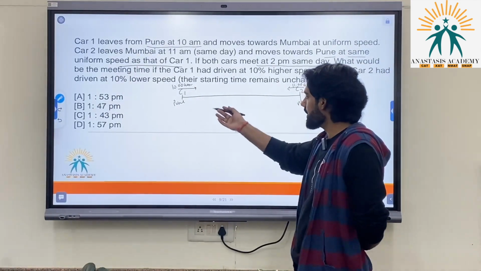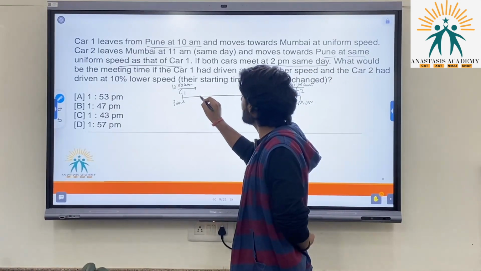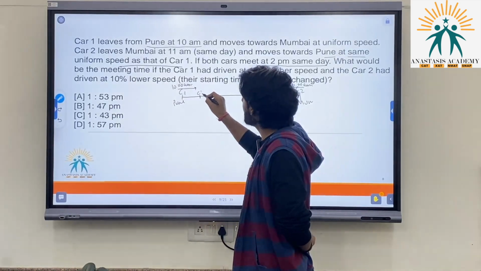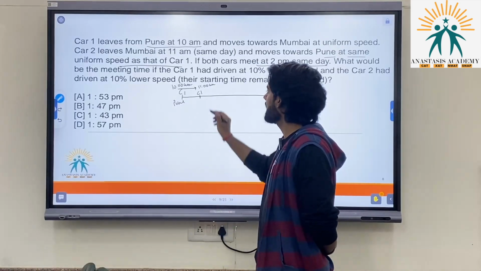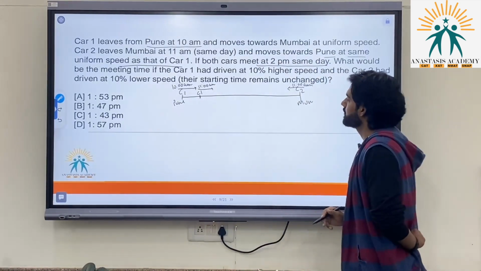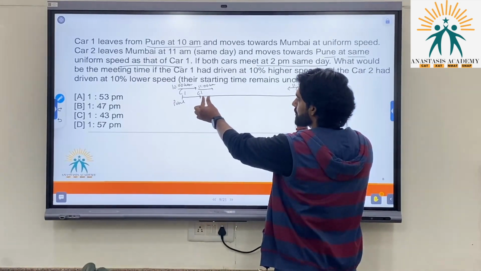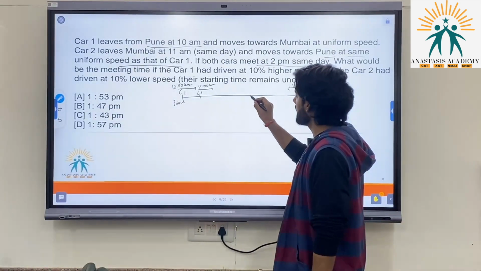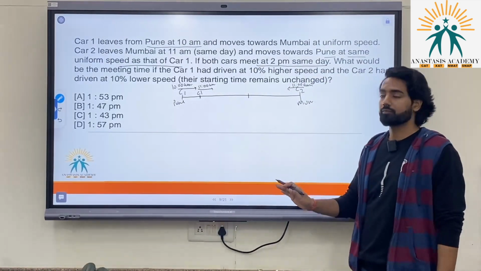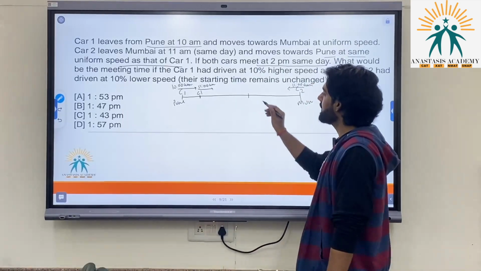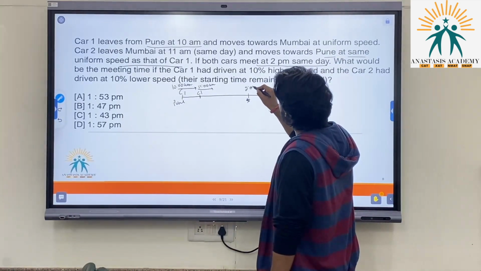Okay, let's just see what is happening. Car 1 will travel for 1 hour. Let's just assume car 1 is here at 11 a.m. and it is moving towards Mumbai. So now both these cars are starting at the same time. So they will meet at the midpoint because the speed of both the cars is constant and same for both the cars. This is the meeting point and they are meeting here at 2 p.m.